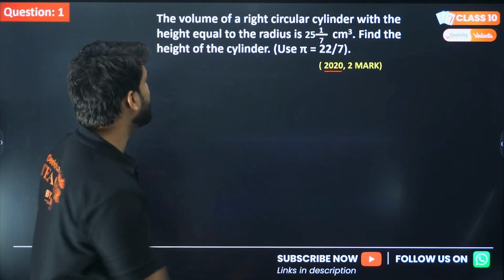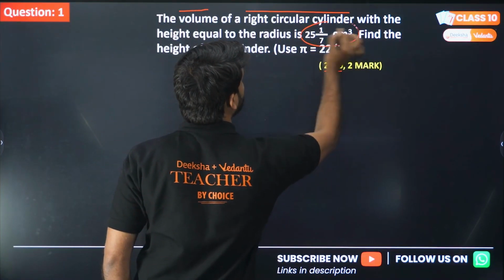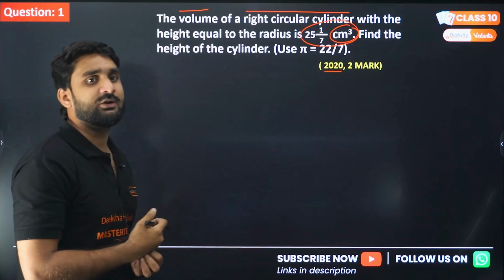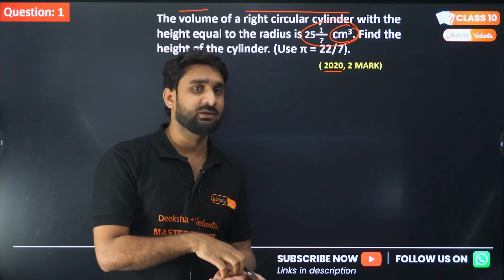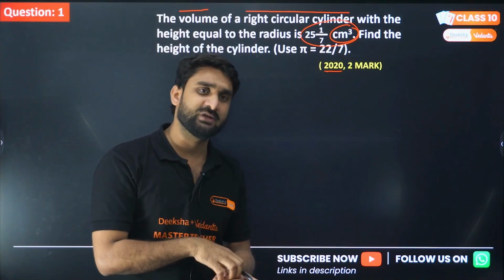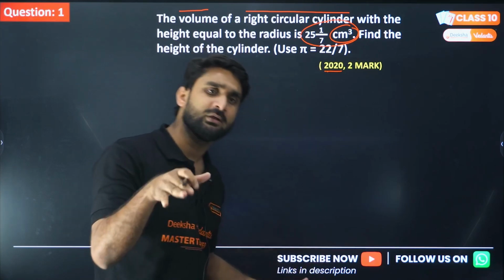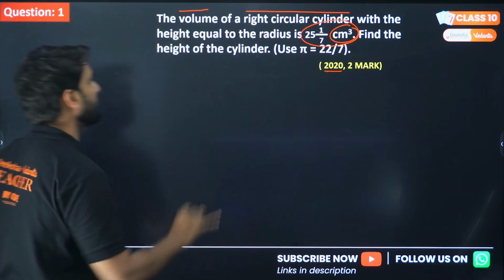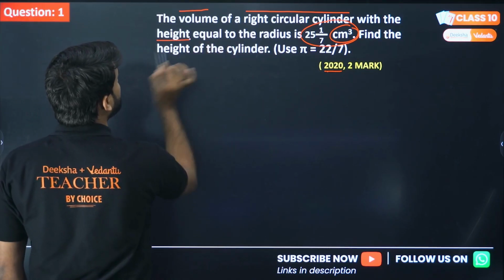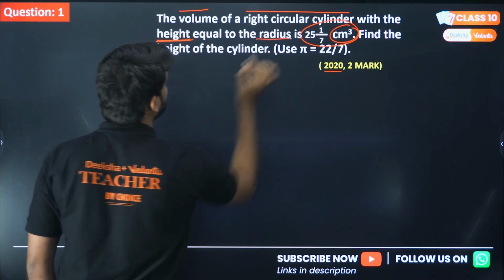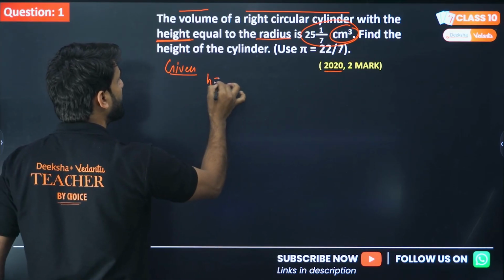So how can we proceed? Look, this is the volume of a right circular cylinder, because the unit is centimeter cube, and centimeter cube denotes the unit of volume. If square is there, the unit will be of area. If cube is there, either centimeter cube or meter cube or millimeter cube or hectometer cube, it doesn't matter, it means we are talking about volume. But one condition is given here: the height of the cylinder is equal to the radius. So we can write here, given is height equals r.